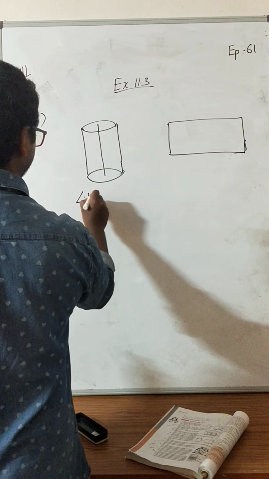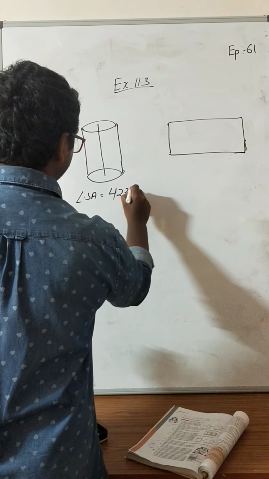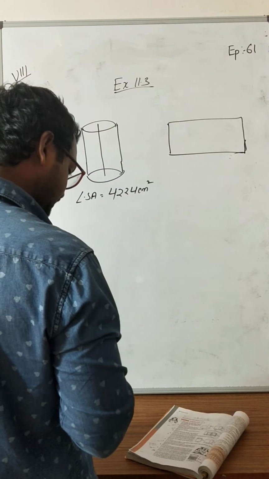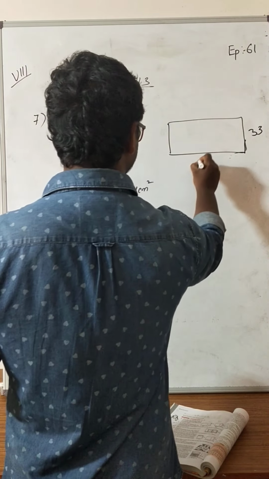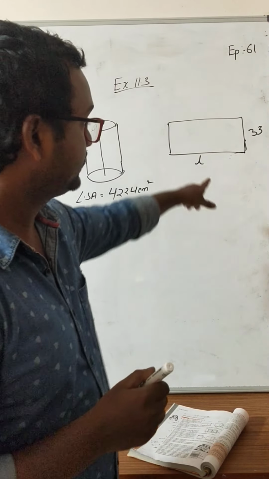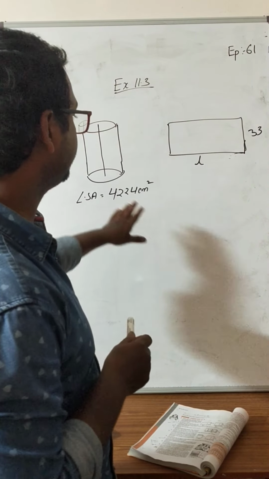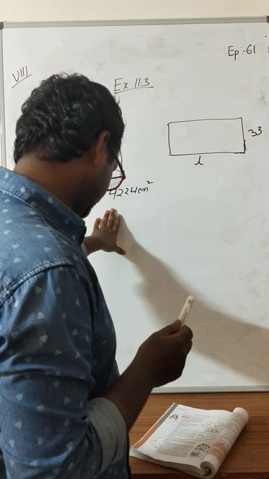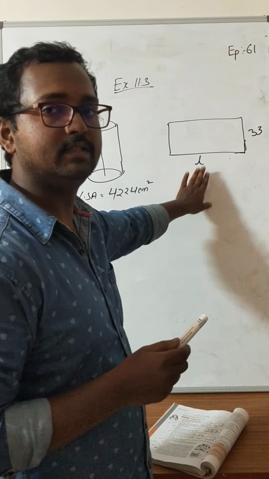See, this lateral surface area is given, which is 4224 centimeter square, and it is cut along its height and formed a rectangular sheet of width 33 centimeter. Now the length is missing. To find the perimeter of this rectangular sheet, we have to find the length. Now look at one thing. It's very clear that lateral surface area is actually equal to the area of this rectangle.